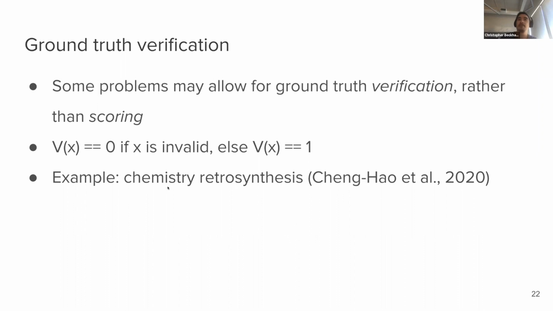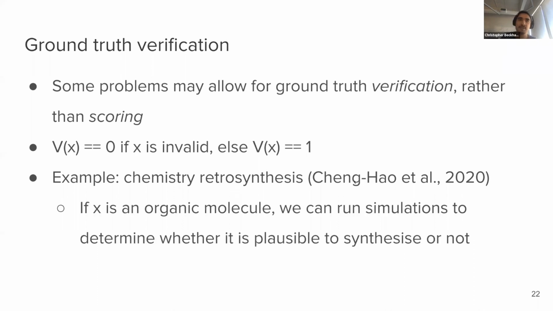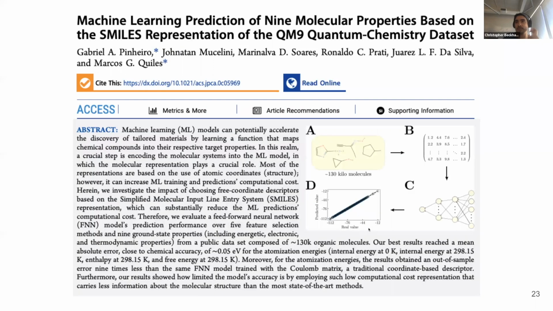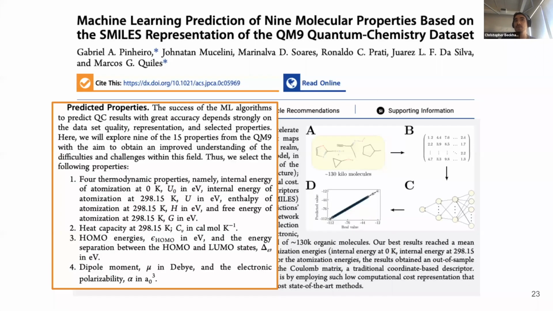One example of this is chemistry retrosynthesis. I don't know if Cheng Hao was in this channel, but he's a chemist at McGill that I spoke to recently about this. He was telling me that if X is an organic molecule, then you can run retrosynthesis to determine whether it's plausible to synthesize or not. We were talking about a data set called QM9, which is a data set of organic molecules, and this could be a target data set where we could try something like this.